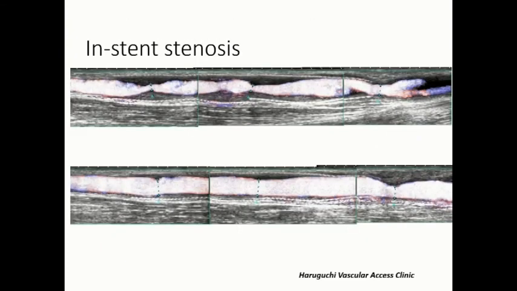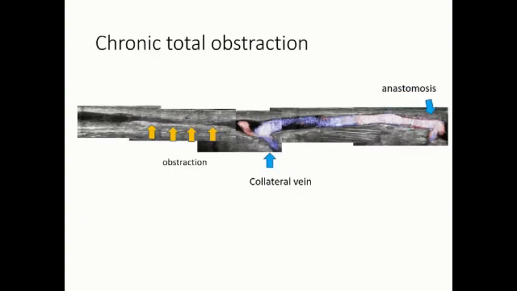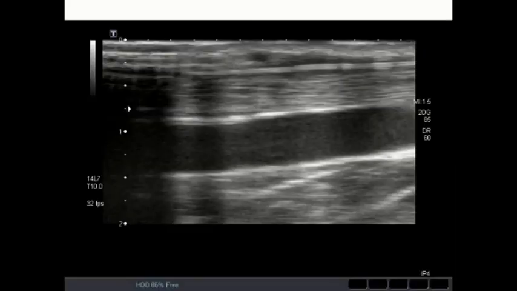In-stent stenosis: we can see the stent stenosis like this. After PTA, there is no stenotic site. Chronic total obstruction case. This is obstruction here. Then the shunt flow goes to the collateral vein. So in this CTO case, ultrasound-guided PTA is very effective. We can see the vessel like this.